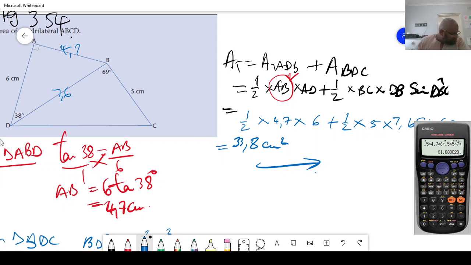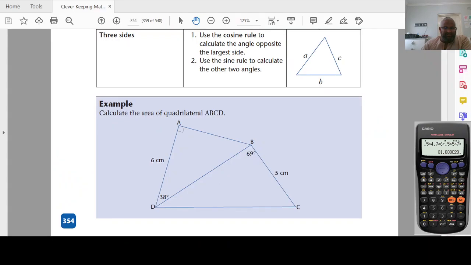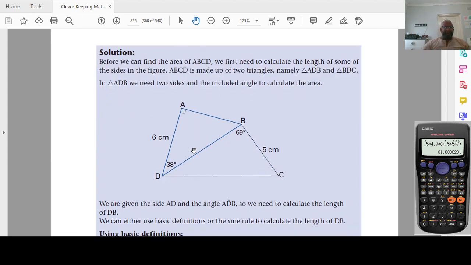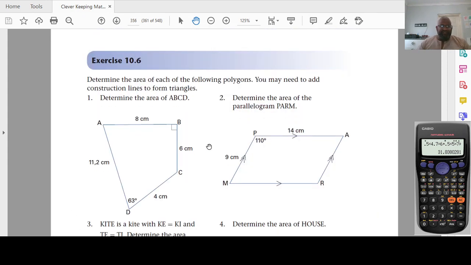I'm not going to do another one. I'm just going to lead you through the sums, so I'll give you a chance to do it. I also don't want you to get stuck. Let's have a look here quickly. So that's the example we just did. You are going to stop the video, of course, and do exercise 10.6. In 10.6 the question says determine the area of each of the following polygons.